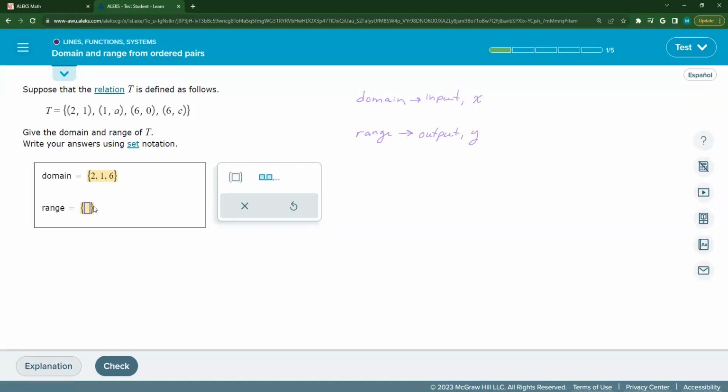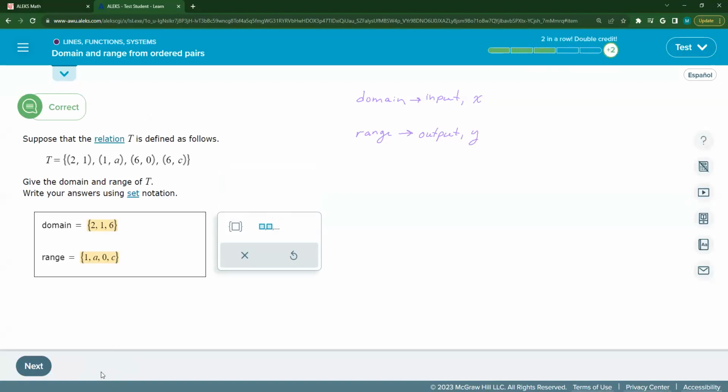All right, so now the range, we're just going to type the y's as we see them, and we have 1, and we have a, and we have a, and we have 0, and we have C. So they can be anything that we've put in there as the y coordinate. It can be letters, numbers, that kind of stuff. So we're going to check this one. If I would have put the two 6s, it still would have counted it correct, but it would have told me that you don't have to write the repeats.